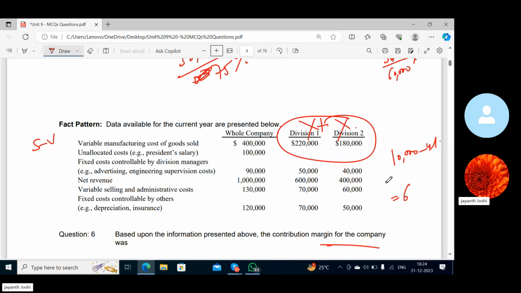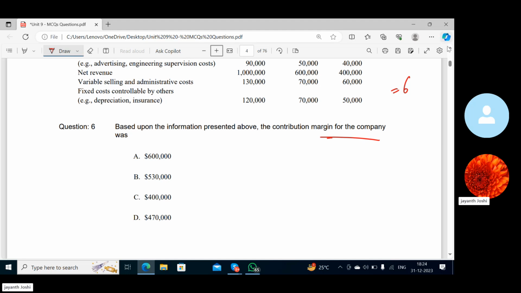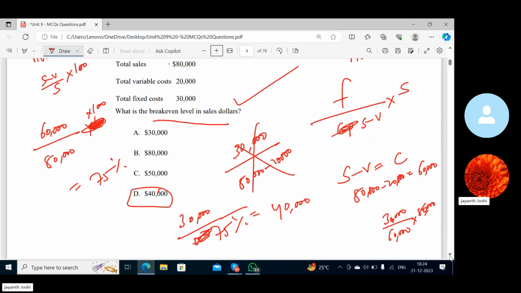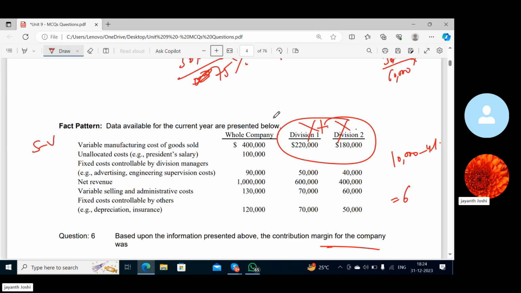They are asking contribution margin. So 6 lakhs is there? Just a second. Okay, variable cost has this also, right? 1.3. No, sales is 10 lakhs net revenue, less variable cost and variable administrative. What's the answer?